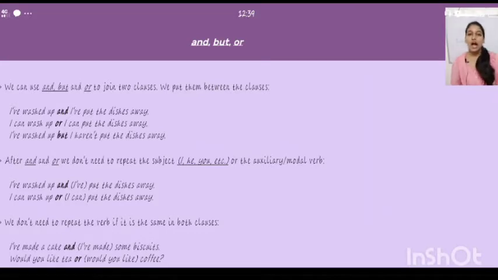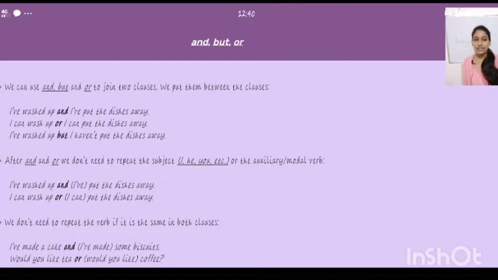The next point: after and or, we don't need to repeat the subject or the auxiliary verb. See, we can even write, I have washed up and put the dishes away. So and और के बाद बार बार आपको subject और helping verb को repeat करने की ज़रूरत नहीं है. So I have washed up and put the dishes away. Now see, we have removed I have and I can, so that can be removed, depending totally on you. Now we don't need to repeat the verb if it is the same in both the clauses. अगर wash की बात दोनों बार की गई है तो verb भी नहीं repeat करना है.